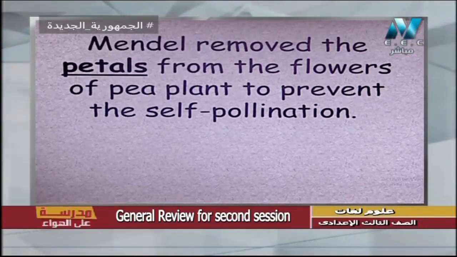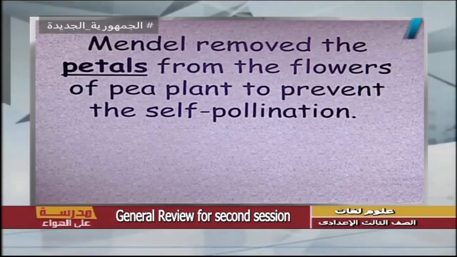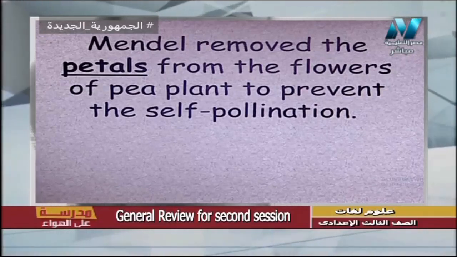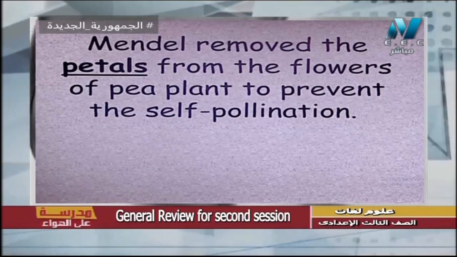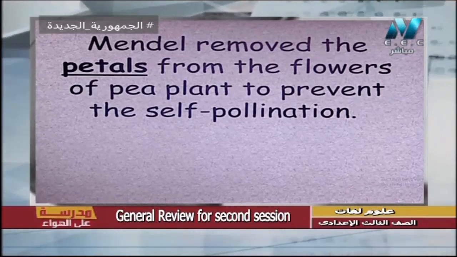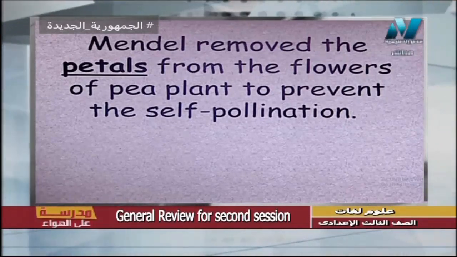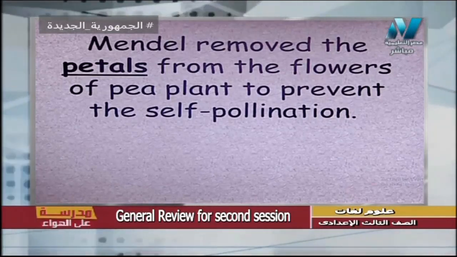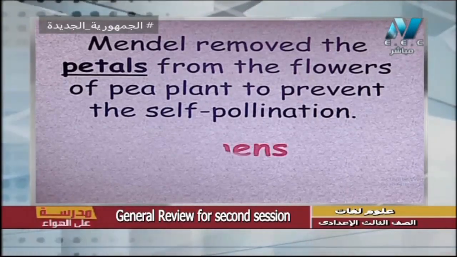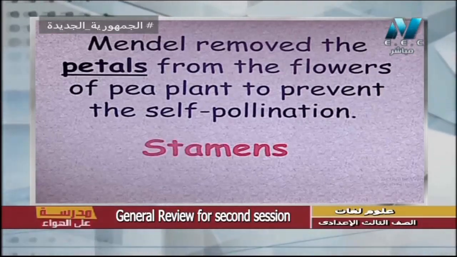Mendel removed the petals from the flowers of pea plant to prevent self-pollination. مندل removed. طب مندل شال ايه هنا عشان يعمل عمليه سيلف او يمنع السيلف بولينيشن في الفلاور؟ هو شال الاعضاء المذكره من النباتات اللي بنسميها الستامنز.